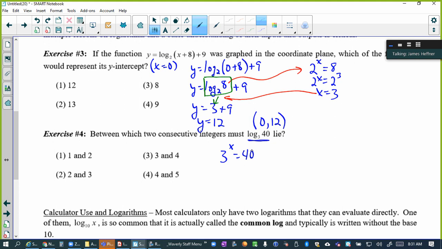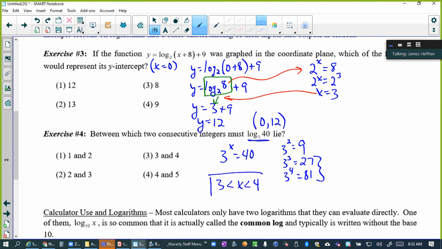Well, let's try some exponents for the x. What is 3 squared? 9. What's 3 to the third power? 27. What is 3 to the 4th power? 81. Hey, does our 40 lie in between these two? Yes. Okay. So between what two values should x be? 3 and 4, right, so 3 less than x less than 4.